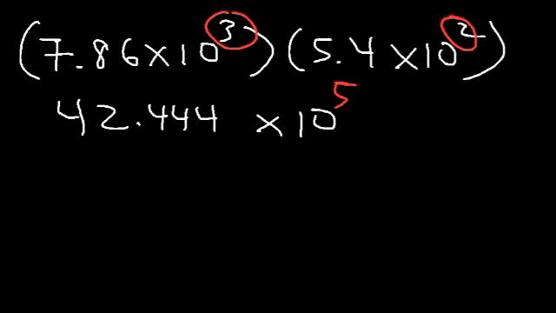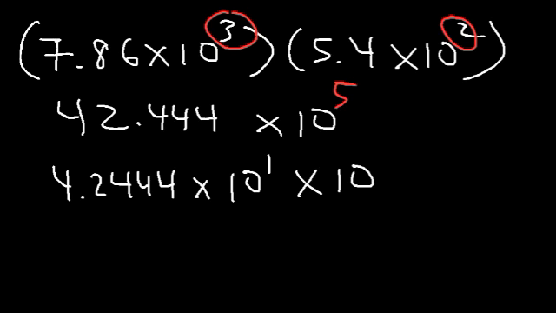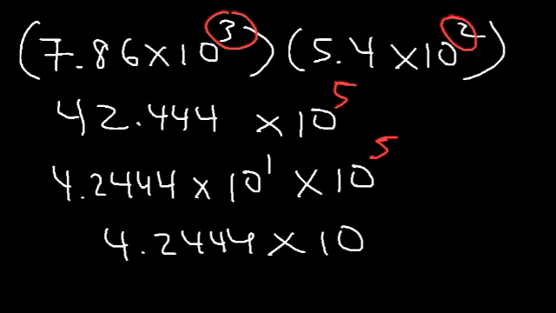The proof for that is you can rewrite 42.444 as 4.2444 times 10. 4.2444 times 10 is 42.444. 10 to the 1 times 10 to the 5, you need to add. 1 plus 5 is 6, so it's 4.2444 times 10 to the 6. So that's the exact answer. That's the answer you should get if you type the original problem exactly the way you see it in the calculator.